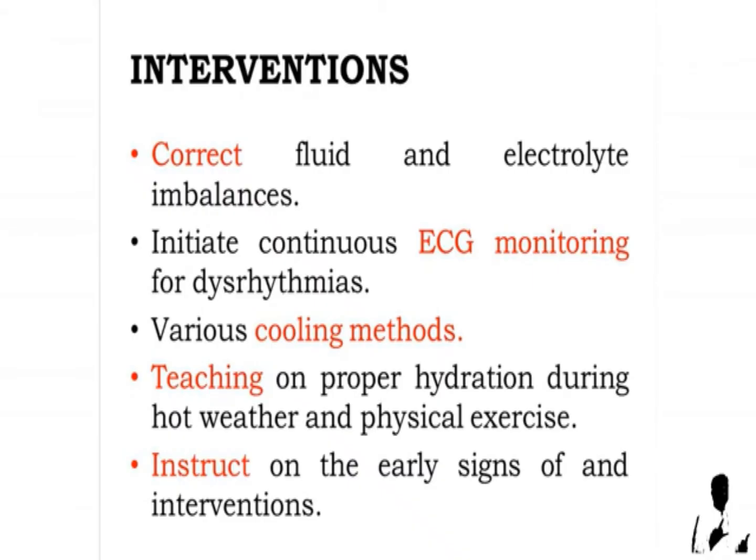Various cooling methods are available, such as removing clothing, covering with wet sheets, and placing the patient in front of a large fan. Evaporative cooling, immersing the patient in a cool water bath, conductive cooling, and administering cool fluids. Aggressive temperature reduction should continue until core temperature reaches 102 degrees Fahrenheit or 38.9 degrees Celsius.